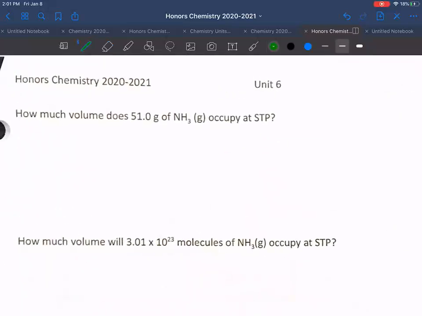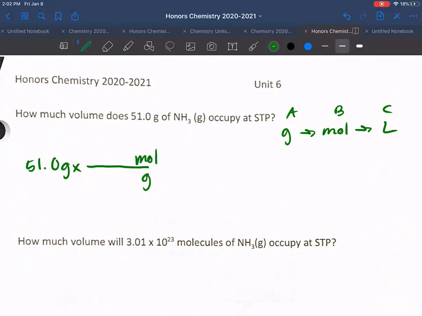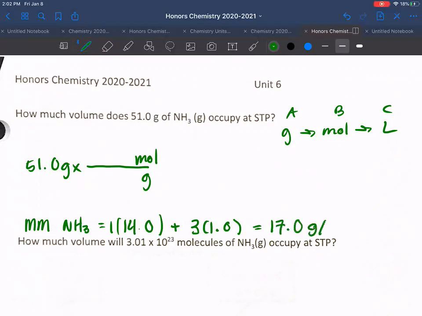How much volume does 51 grams of ammonia occupy? So we are going from grams to moles to liters. So 51.0 grams, we're going grams to moles. So we need to know the molar mass of ammonia. Well, we calculate that. Ammonia weighs 14.0. We have 1 of them. We're going to add that to 3 times 1.0 for hydrogen. We get 17 grams per mole.